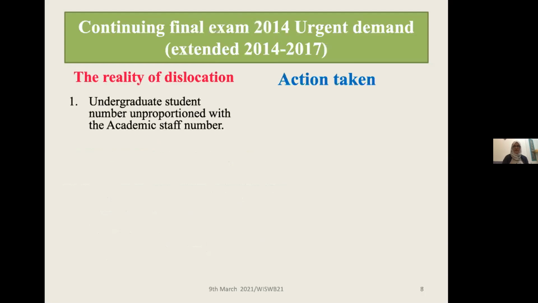So at that time, let us start with the challenges of dislocation, the reality of dislocation, and what actions have been taken by us. First of all, the urgent demand for the continued final exam, especially for undergraduate students. The number was disproportionate to the academic staff number, because just a third of the real academic staff dislocated, while two thirds stayed in Mosul. So the action taken was to ask for help from academic staff from Kurdistan regional government universities, whether Duhok, Erbil, or Suleimani. And we are very grateful to KRG for their kind cooperation and support at that time.